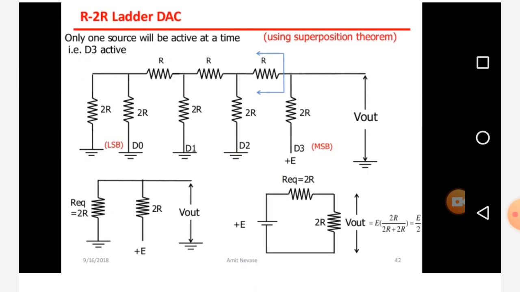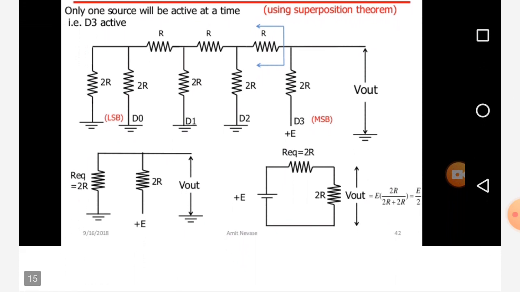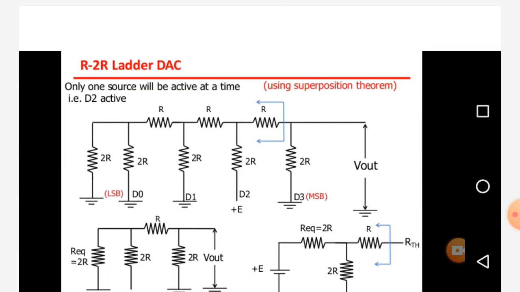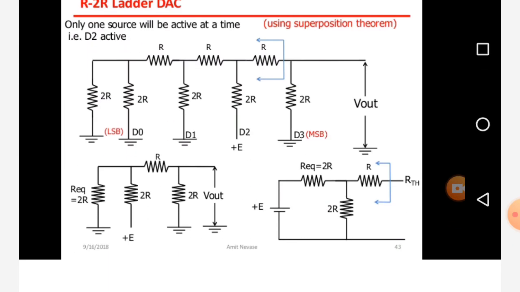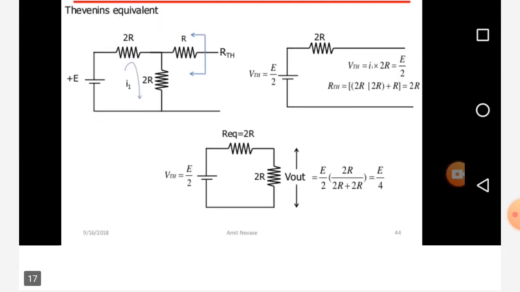Using the superposition theorem, the circuit is reduced to this. Here E1 is equal to E times R upon 2R plus 2R, that is E upon 2. Next, by using the superposition theorem, the circuit is reduced like this. Only one source will be active at a time, that is D2 is active in this slide. Next, using Thevenin's theorem, Vout is equal to E upon 2 into 2R upon (2R plus 2R), equal to E upon 4.